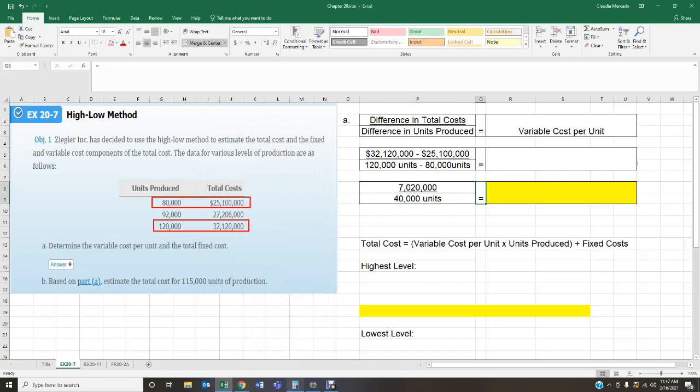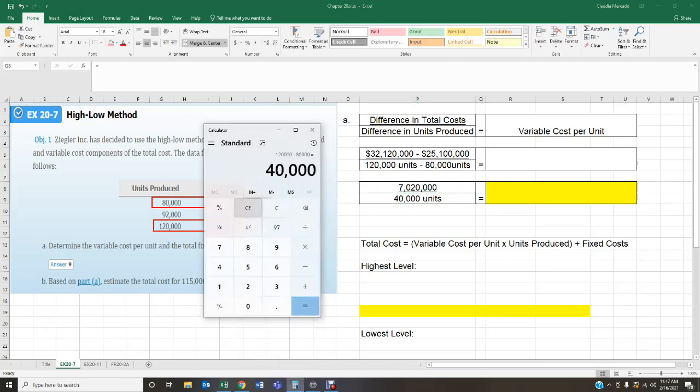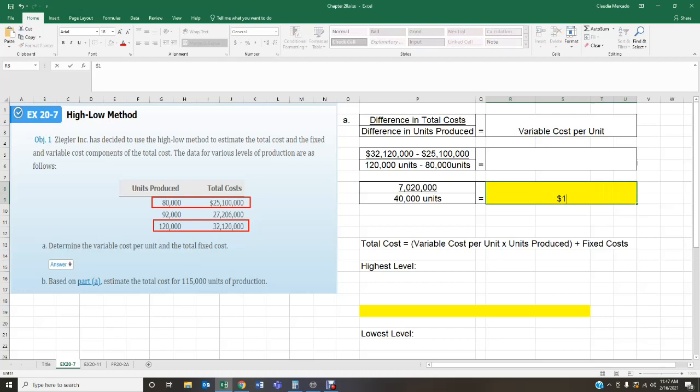Okay. Now I can calculate my variable cost. So I've got $7,020,000, and I'm going to divide that by 40,000 units. So my variable cost per unit is $175.50. So using the high-low method, my variable cost per unit is going to be $175.50. And we utilize the highest number and the lowest number to get our variable cost calculation.